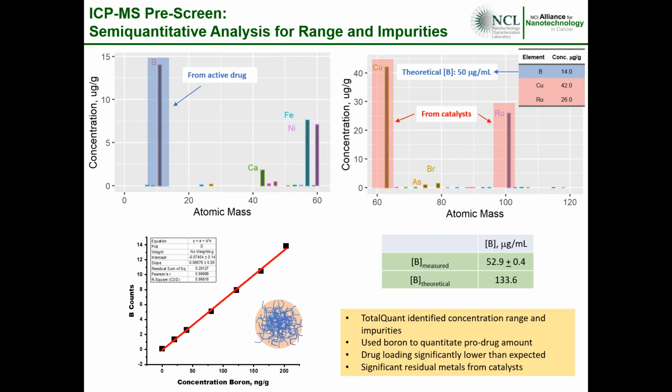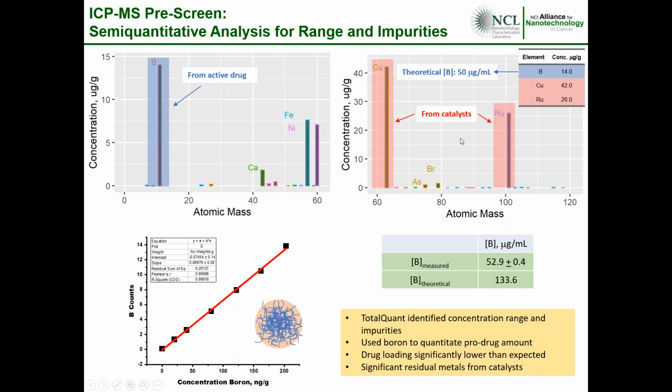And to do this, one of the first things we like to do is run a semi-quantitative analysis on these particles. And it does 2 things for us. It helps us gauge our concentration range for the active drug itself. So in this case, in the upper left corner, I have highlighted in blue boron, which is from our active drug. This lets us gauge where we need to measure this and helps us really fine-tune our calibration range for that, as well as it helps us look for impurities.